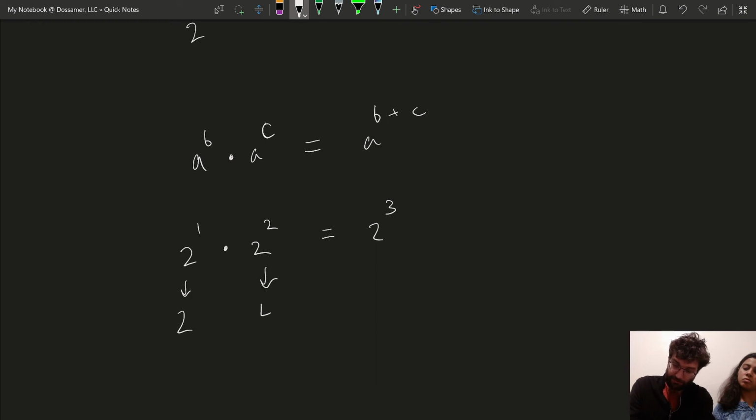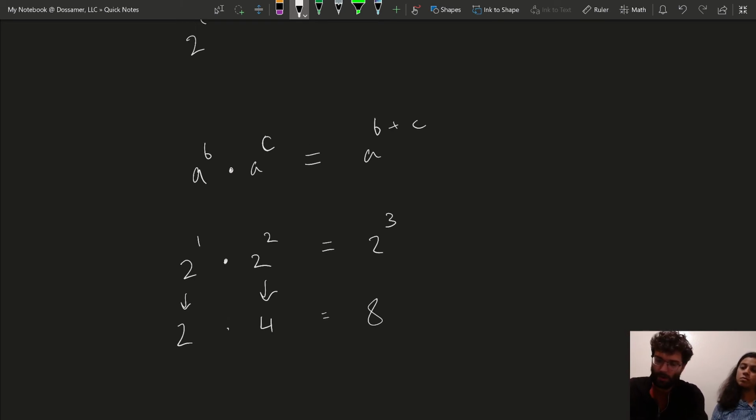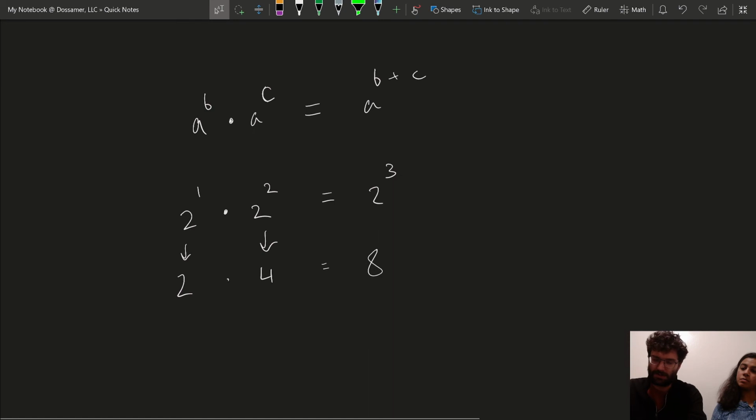But that's a little bit confusing because it's letters, and letters aren't necessarily intuitive, but more intuitively, if we do 2 to the 1 times 2 to the 2, following the formula above, we would get 2 to the 3. But intuitively, we know that's true because 2 to the 1 is just 2, and 2 to the 2 is 4, and 2 times 4 is 8.